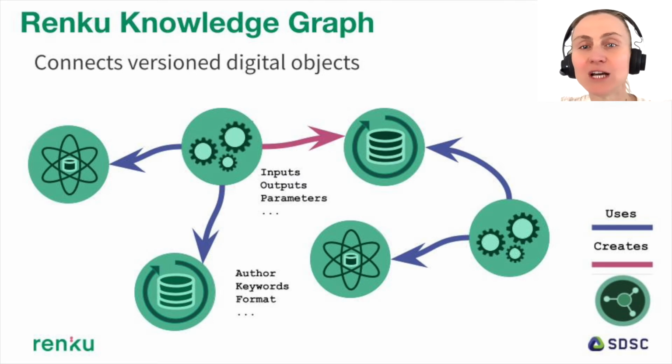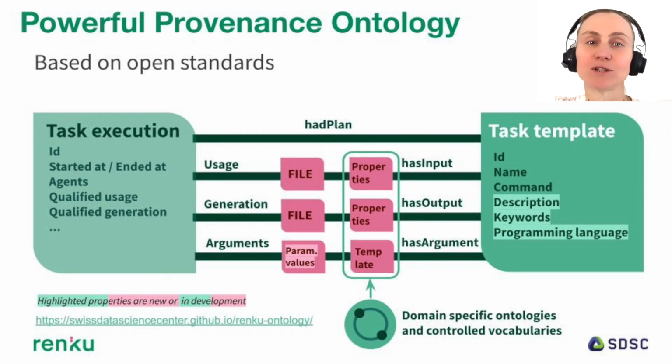In our turn, we use this newly generated data and another model in our workflow, two violet arrows on the right. A deeper look at the ontology used in Renku provenance graph reveals its power. Based on open standards, Renku tracks user commands to generate a task template, shown on the left, with a range of properties such as name, description, and keywords, as well as connected templates for inputs, outputs, and command arguments.